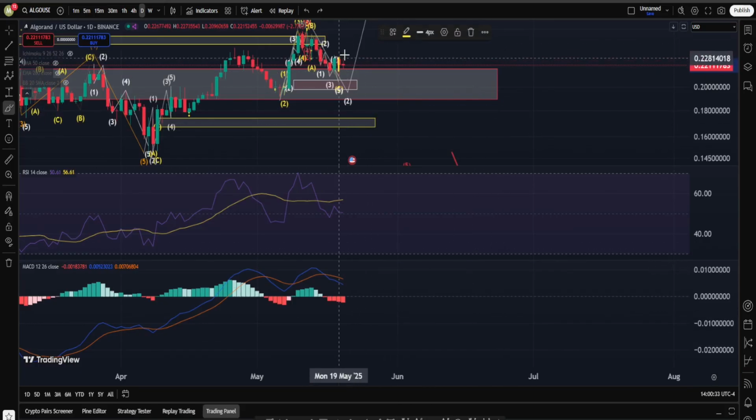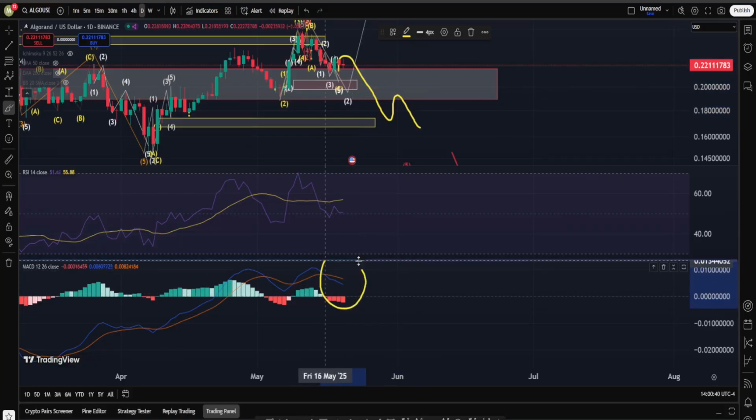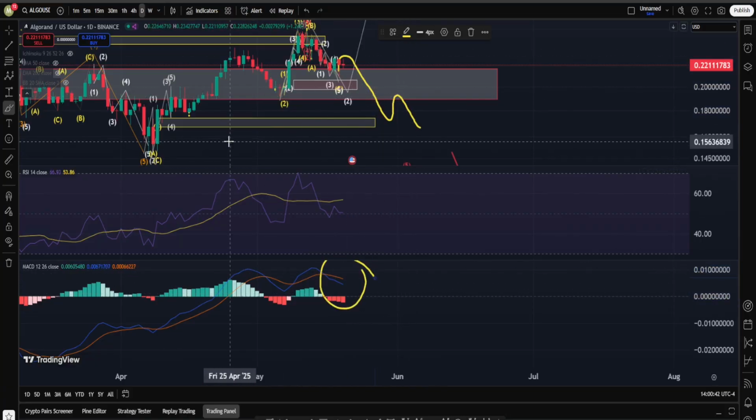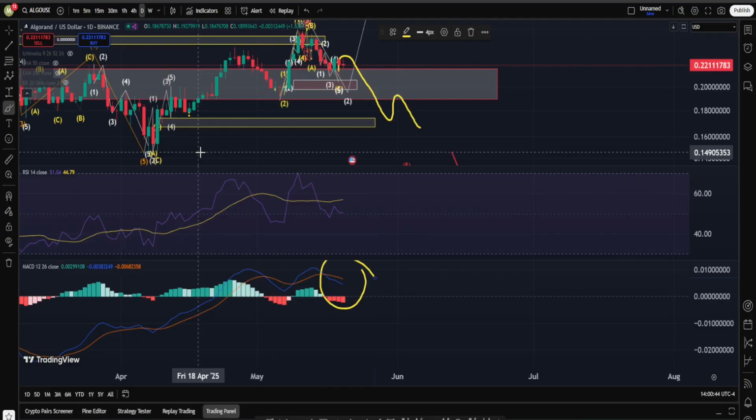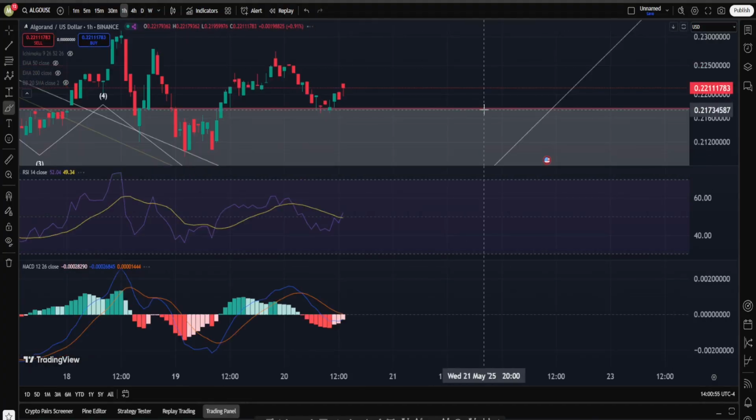If in Algorand we manage to go under this level and then do a pullback and a continuation of the move down, at that point I'm gonna say, you know what, this signal is going to work, and you may actually see a move all the way down here to about like the 15 cents area even. I think that can happen. But as long as we are not seeing this initial strong move down, I think it's too soon to jump into that kind of bearish conclusion.